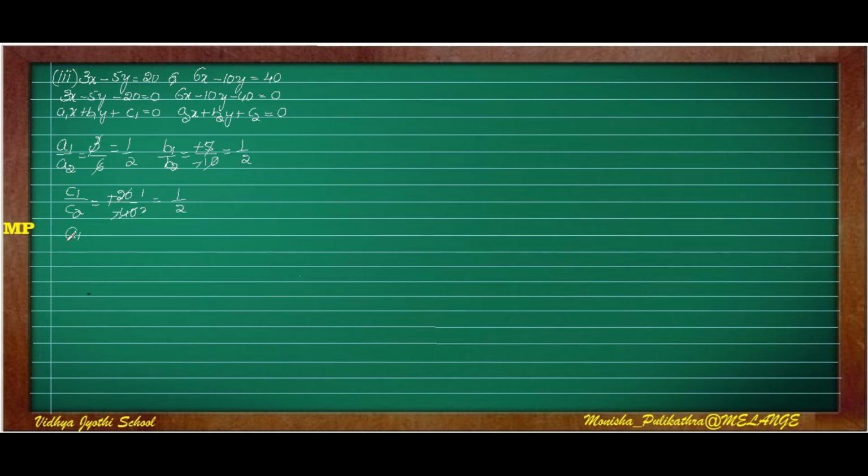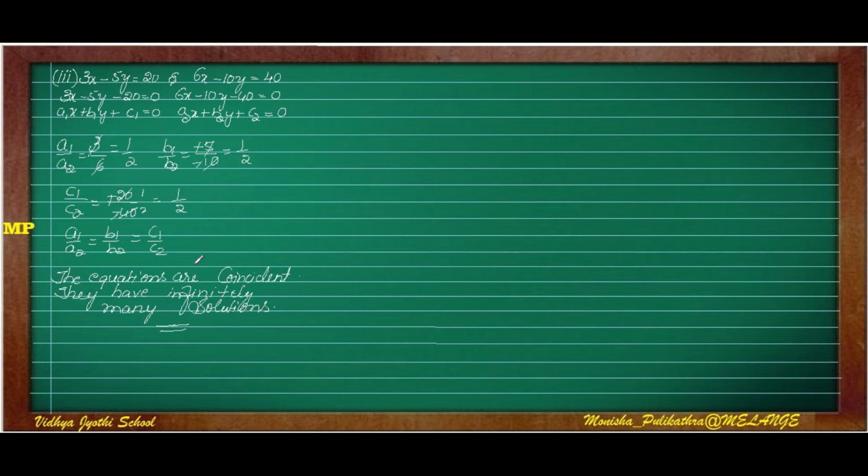So therefore a1 by a2 is equal to b1 by b2 is also equal to c1 by c2, because all the answers are same. If this is the case, then the equations are coincident and they have infinitely many solutions. They have clearly mentioned that only in the case of a unique solution we have to solve it by using the cross multiplication method.